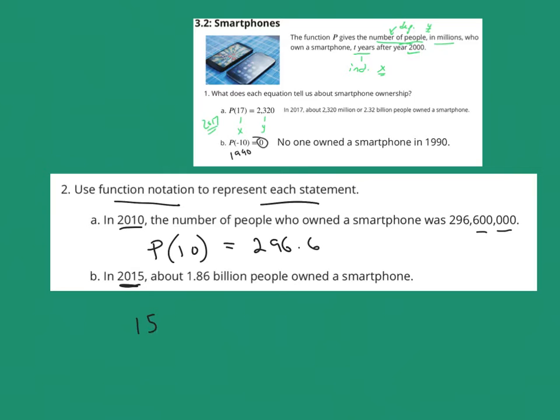In 2015, how many years is that after 2000? That's 15 years. So P of 15 is going to be equal to, and now we got this 1.86 billion. So let's write that out. 1.86 billion would be thousands, millions, billions. So if we want to write this in millions, we're going to remove the 6 zeros. That's 1,860. That's what that looks like. And that's the interpretation. So again, just to recap, from notation into a statement, and from statement into notation, backwards and forwards. No problem.